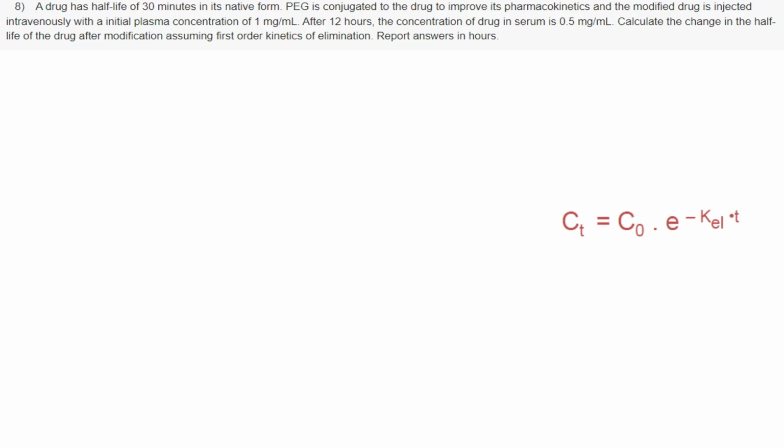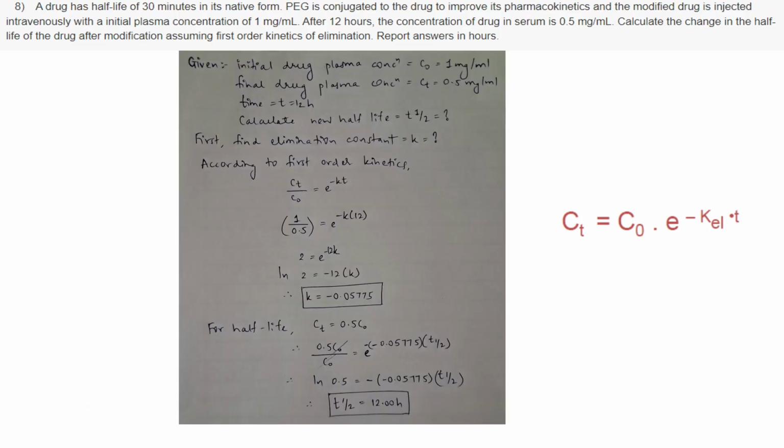Okay, yeah. So next was a numerical where we were given a few values and we were asked the T half. There is a particular drug which has been modified and they are asking us what will be the new half-life or the change in the half-life. So you should know the formula for first order kinetics, which is this. If you put in the values, you can first calculate the K elimination constant and then later use the same formula to calculate the new half-life.